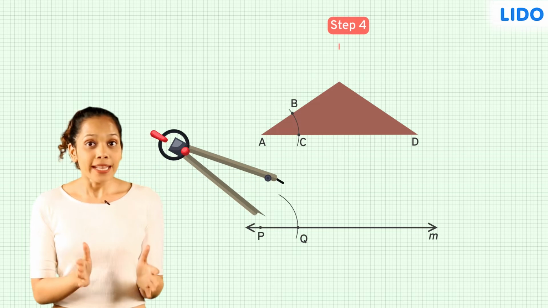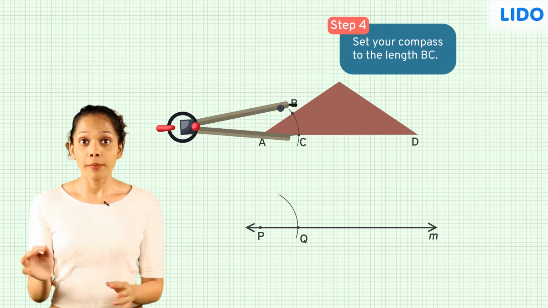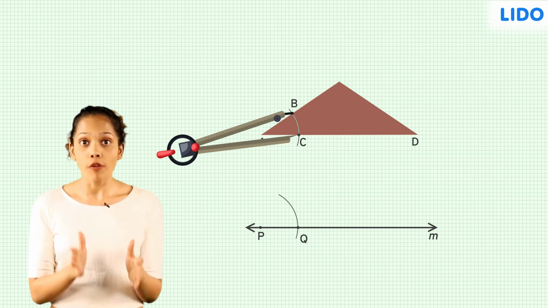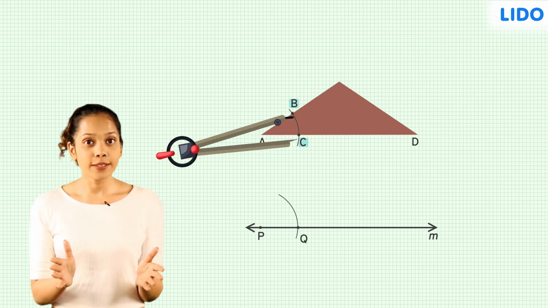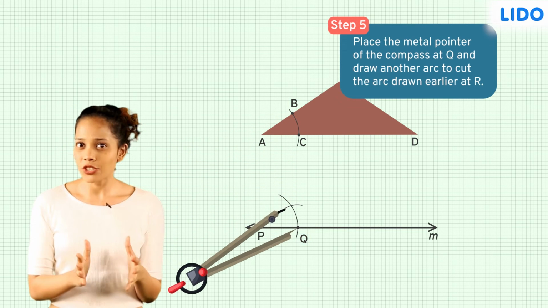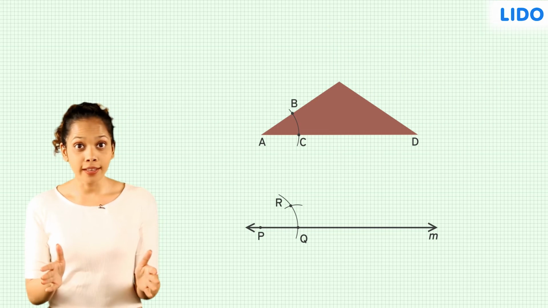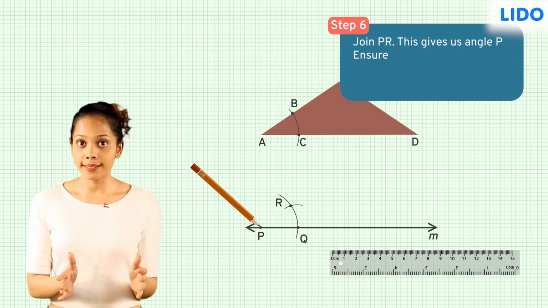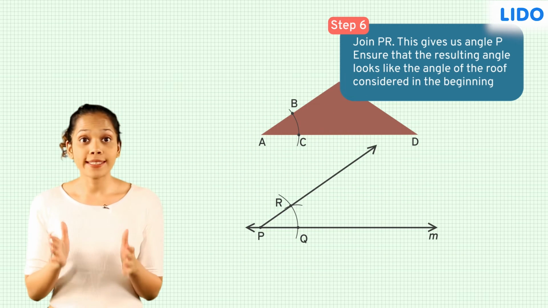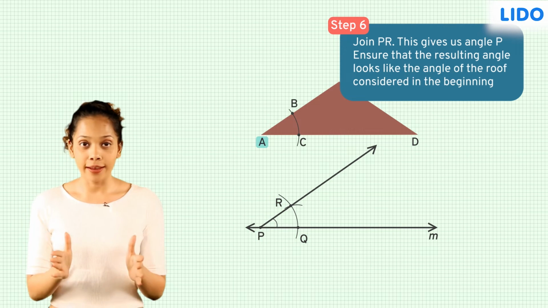Then, we place the pointer of the compass on C and extend the other arm to point B. In doing so, we are measuring the length of BC. Next, with the compass pointer on Q, we draw another arc such that it intersects the previous arc at point R. Finally, using a ruler and a pencil, we join P and R. What we have now is angle RPQ, which is of the same measure as angle A.